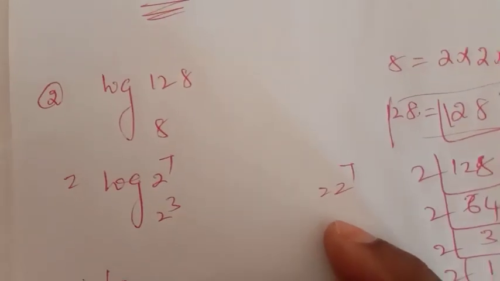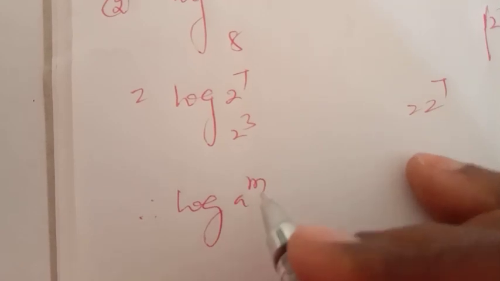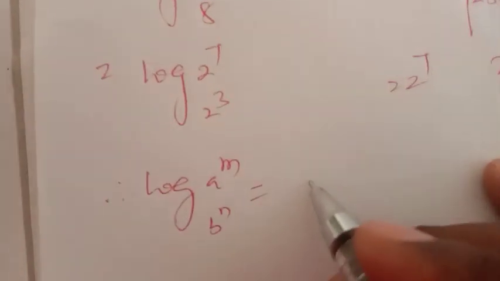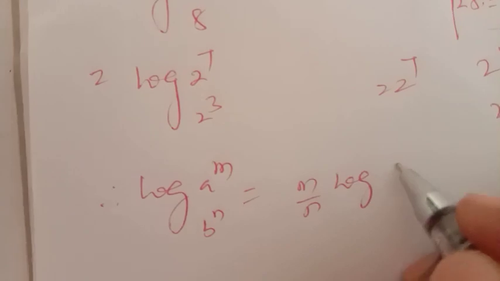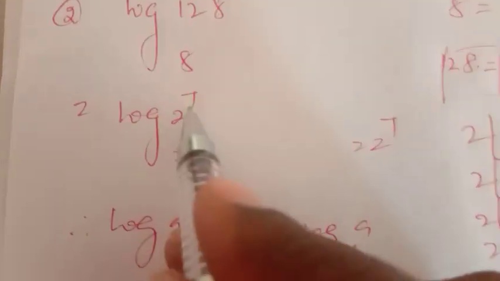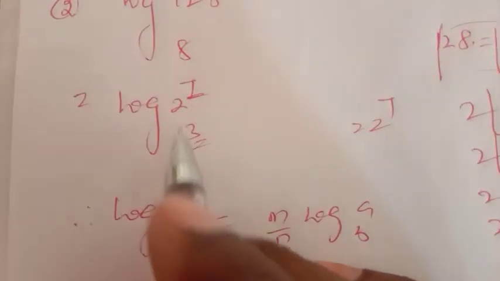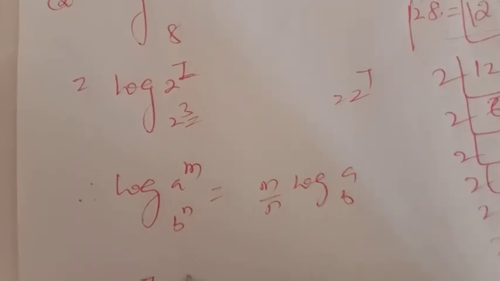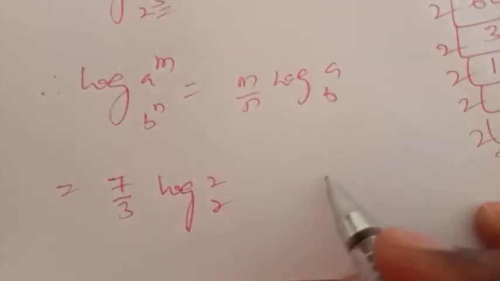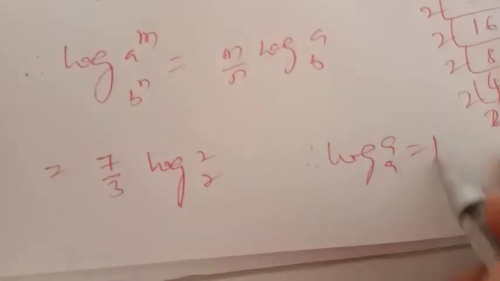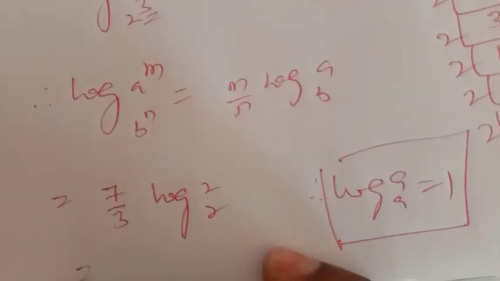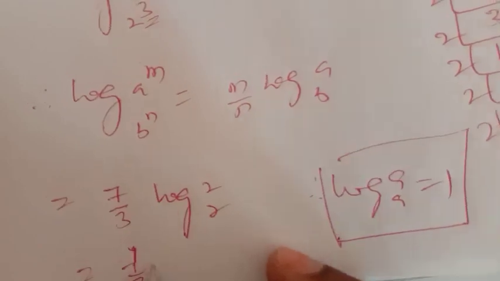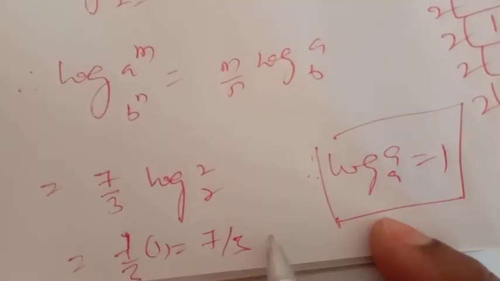Here we have the formula log a to the power of m, base b to the power of n, equals m by n into log a base b. Here m equals 7 and n equals 3, and a equals 2 and b equals 2, that equals 7 by 3 into log 2 base 2. Here we have log a base a equals 1. So 7 by 3 into 1 equals 7 by 3, the answer of this problem.